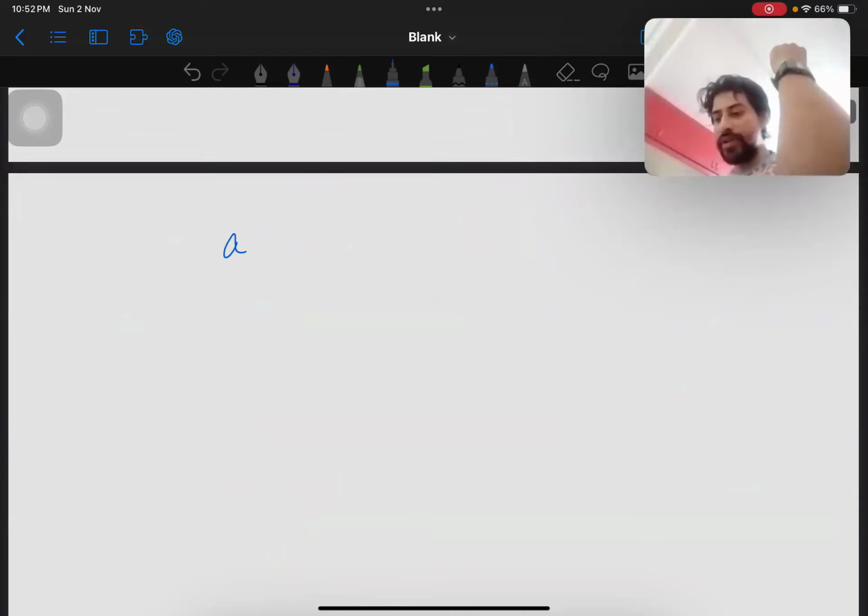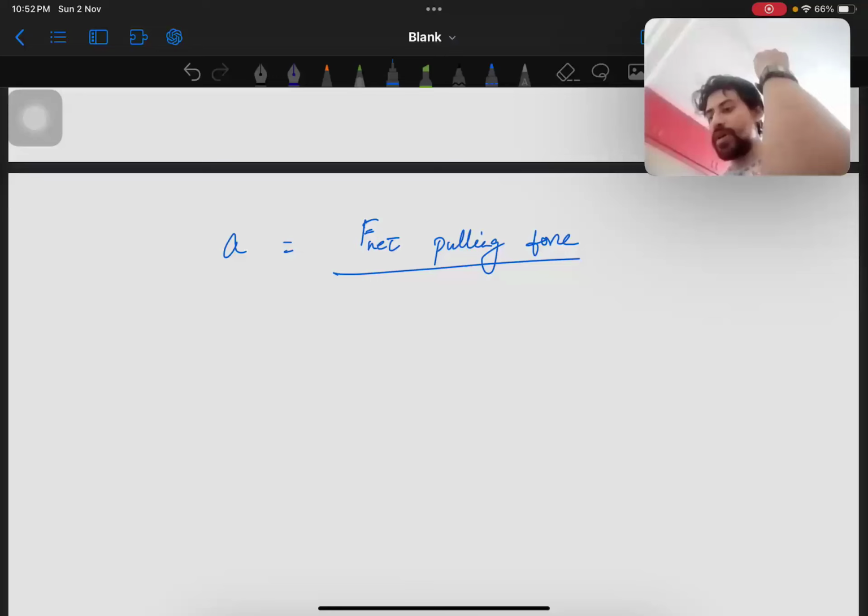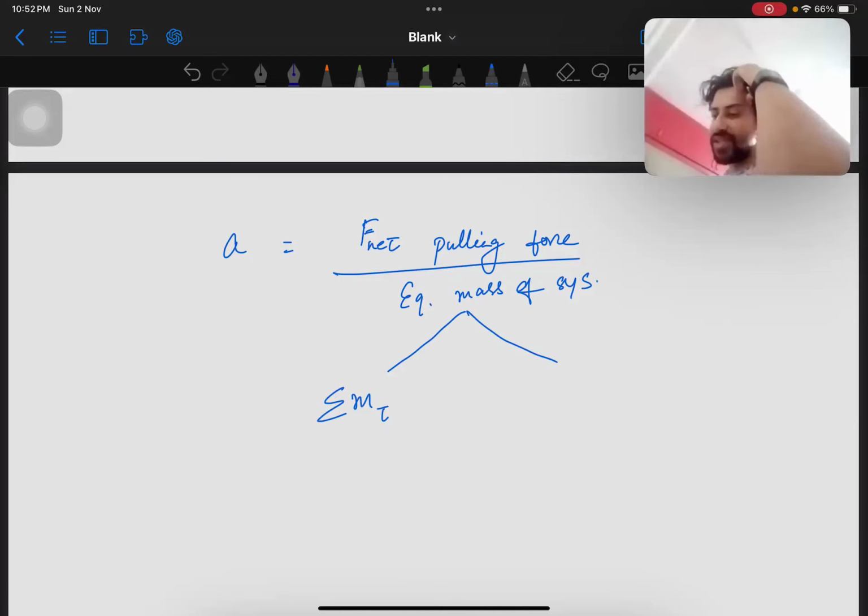So in all such cases, the common magnitude of the acceleration, you can directly write a as equal to the net pulling force, not the pushing force, divided by the equivalent mass of the system. And when we say the equivalent mass, you'll have to write the sum of all the translational masses plus the sum of all I by r square terms. Dimensionally, this is a mass, and in the proof, it comes out this way.